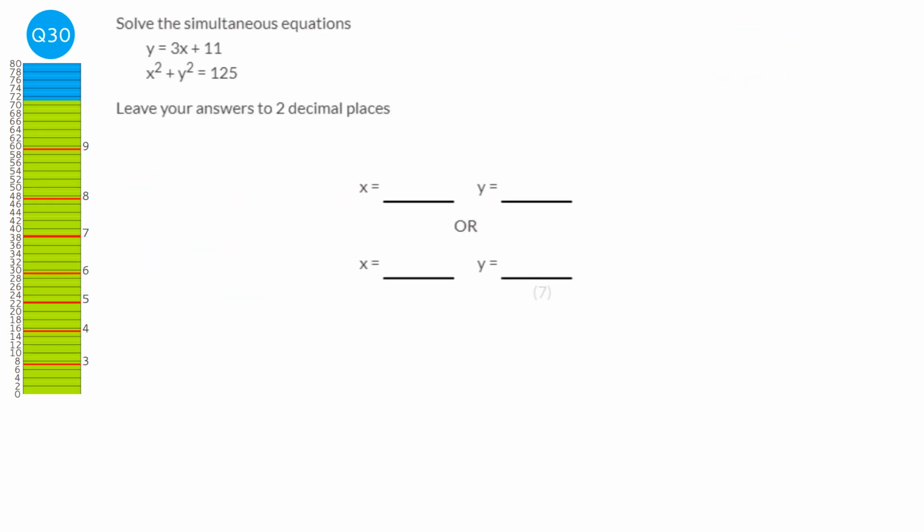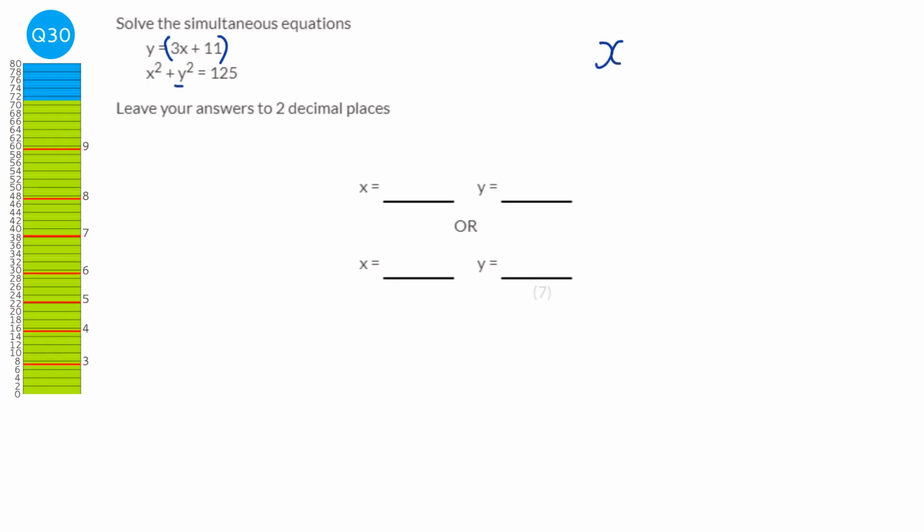To solve when we've got two equations that aren't linear, and here we've got a linear and a circle equation, what we're going to do is solve by substitution. We're going to substitute one into the other. So here we're told that y is equal to 3x plus 11, and we actually have a y in our second equation. So what we're going to do is just substitute it in.